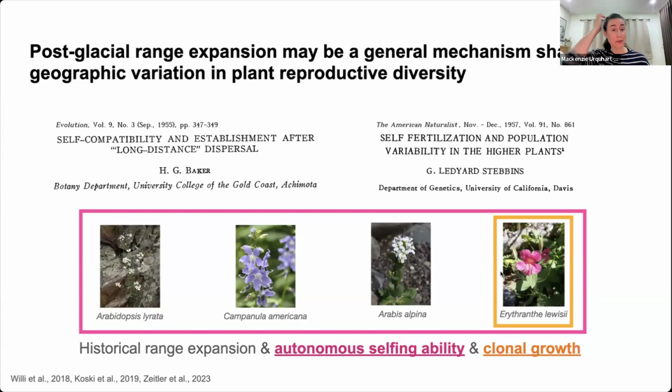But a unique contribution from our study, and to our knowledge, the only test so far, is the addition of asexual reproductive assurance. So in addition to autonomous selfing ability, we also detected spatial patterns in clonal propagation related to historical range expansion. And this aspect of reproductive assurance, clonal reproduction, is generally understudied relative to its sexual counterpart. So given these emerging results, we suggest post-glacial range expansion may be a general mechanism shaping geographic variation in plant reproductive diversity, and future investigations across a diversity of plant species will further inform our understanding of its generality.